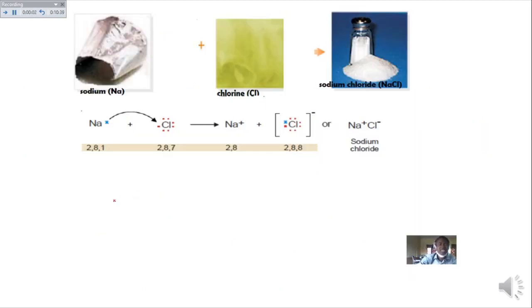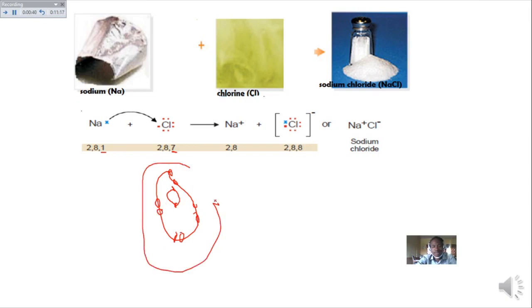And another example that I prepared for you is a reaction between sodium and chlorine. And you know, when you have sodium, I've told you that the valence electron of sodium is 1. And the valence electron of chlorine is what? 7. If you do it this way, you have one electron here, you have another one here, and so on, one after another around the shell.